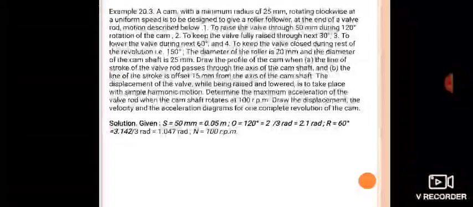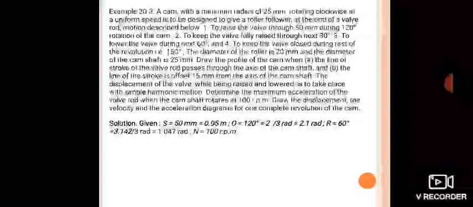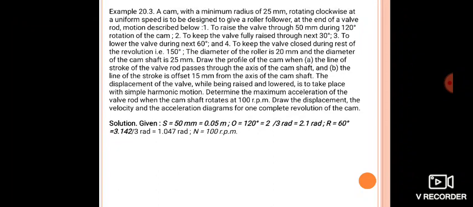A cam with minimum radius of 25 mm rotating clockwise. Okay, first you have to read the problem carefully. Then write the given data. So here a cam with minimum radius of 25 mm, rotating clockwise at uniform speed, is to be designed to give a roller follower.